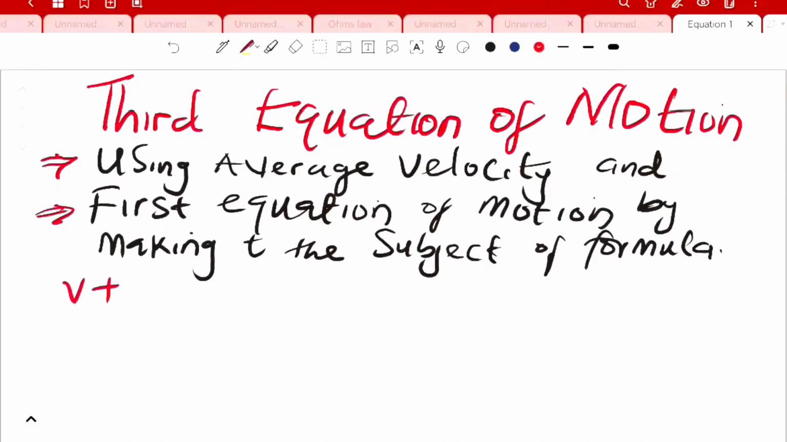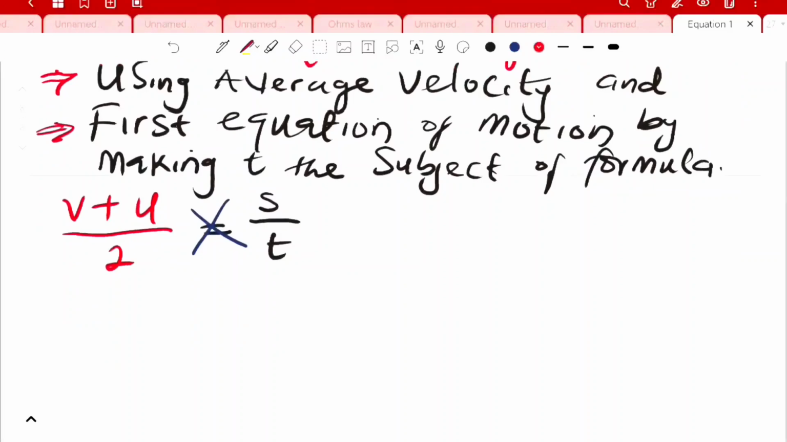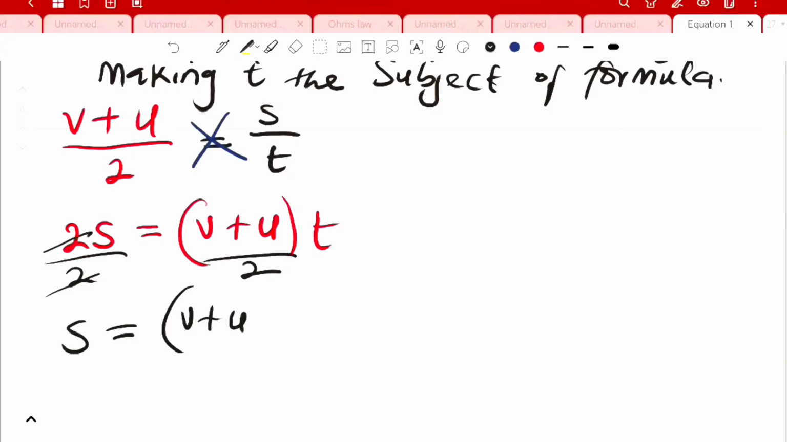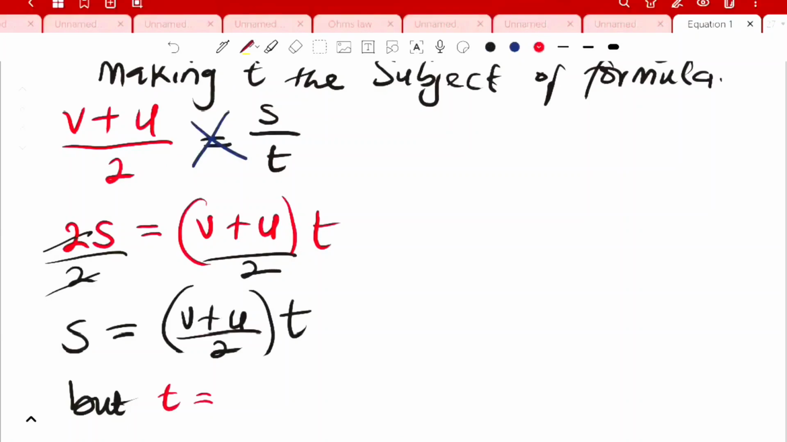We know that average velocity means (v plus u) over 2, and it's the same thing as s over t. So we'll cross multiply from here so that we have 2s equals (v plus u) into t. All right. So we divide through by 2. Let's do that quickly. So that s equals, open bracket, (v plus u) over 2 into t. Well, we're going to make t the subject of the formula from equation 1. So t will now give us what?